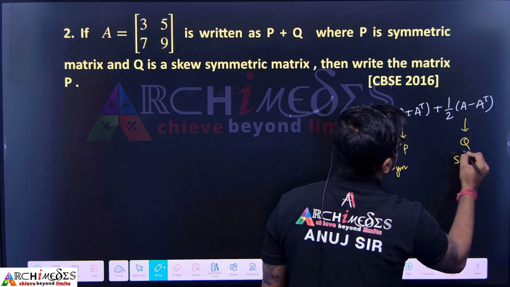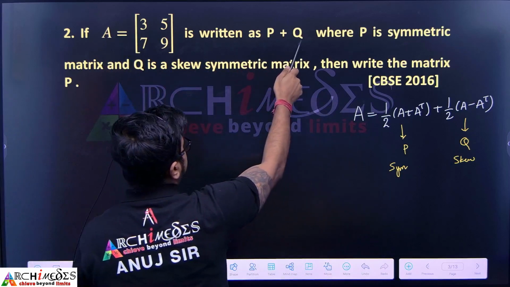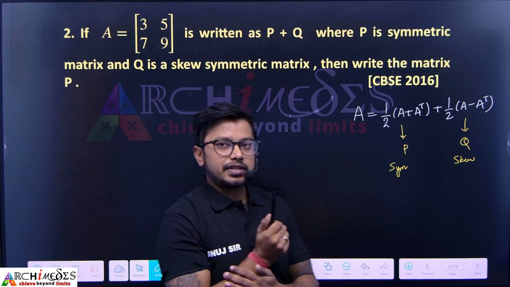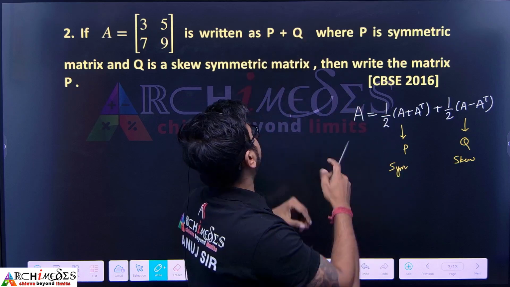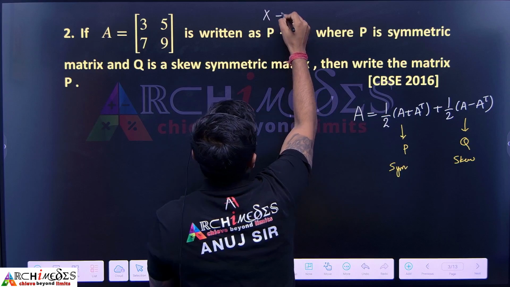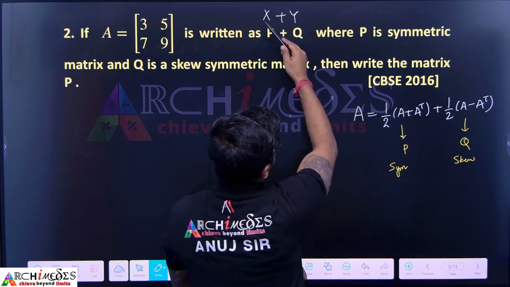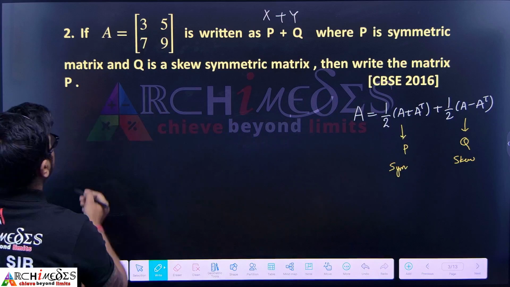Here also they have denoted the same. If A, a square matrix, is written as P plus Q, where P is symmetric, look over here. Sometimes they might give you other letters instead of P and Q, for example, X plus Y. Then X is this, Y is this, because X means symmetric. So you have to find out the P matrix.